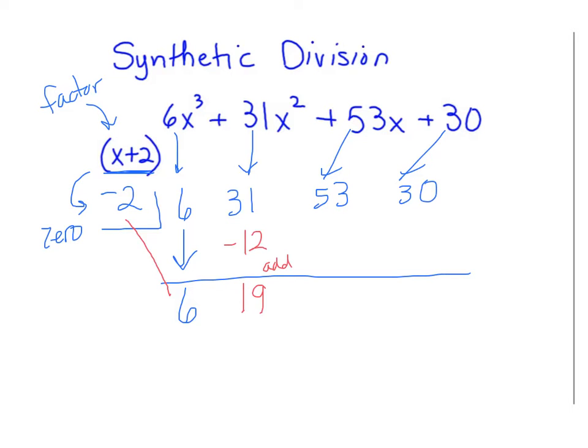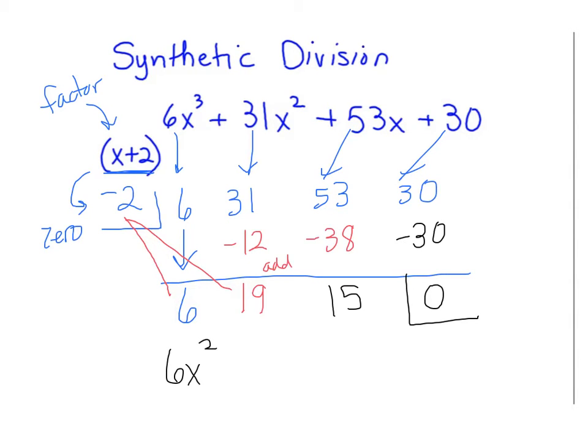Right? And then I'm going to multiply -2 times 19 and get -38. And when you add those together, you end up with 15. Multiply again, you get -30. Add those together and you have 0. The last number is your remainder. So the answer will be 6x squared plus 19x plus 15, with a remainder of 0. And you recall that if it has a remainder of 0, then x plus 2 was actually a factor of the original polynomial.